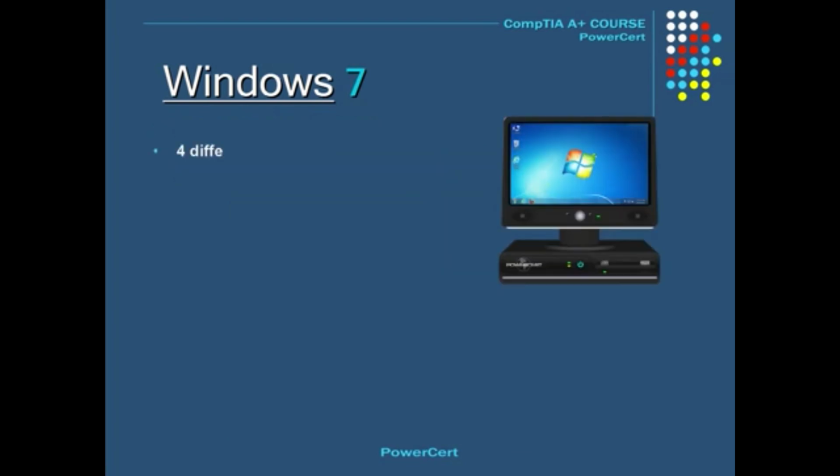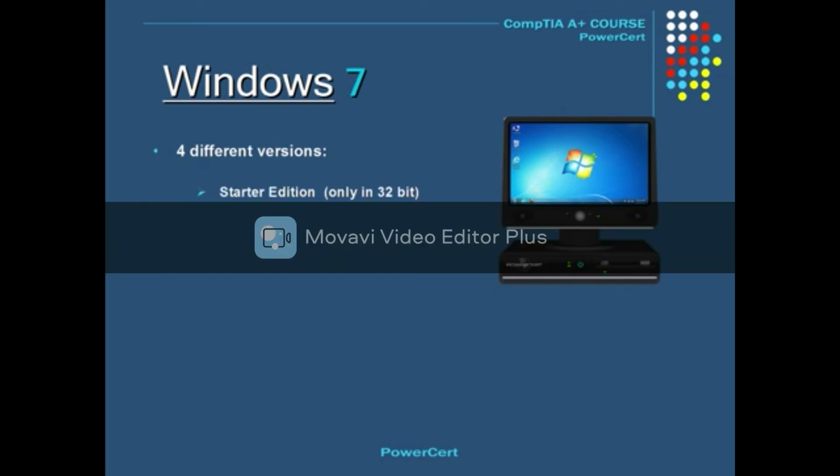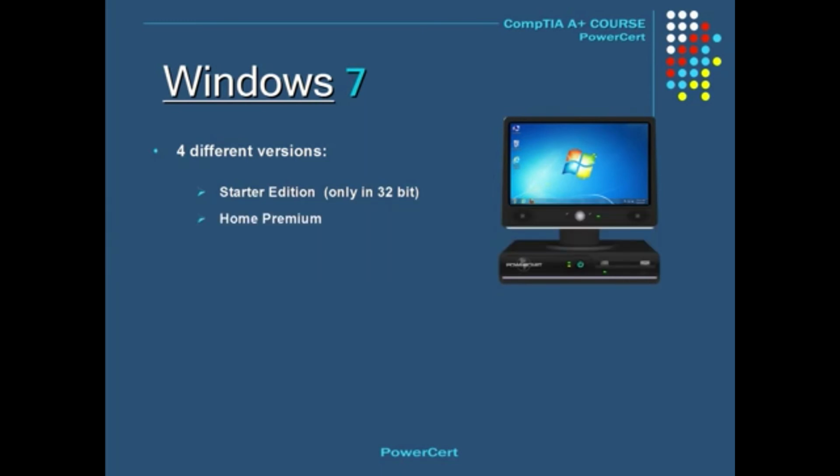Windows 7 also came in 4 different versions. Windows 7 Starter Edition, which contains the fewest features. This was generally installed on cheaper computers and notebooks, and is only available in 32-bit. There is also Windows 7 Home Premium, Windows 7 Professional, and Windows 7 Ultimate.